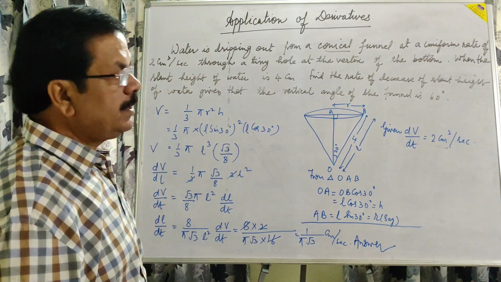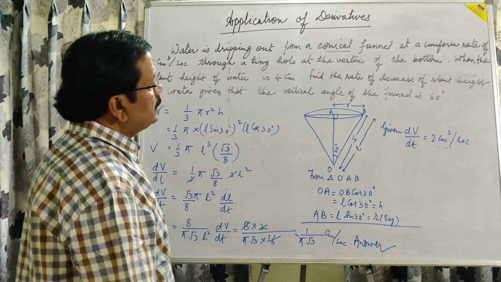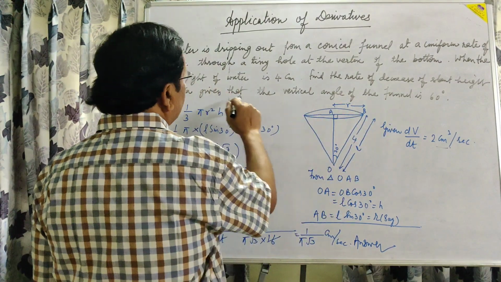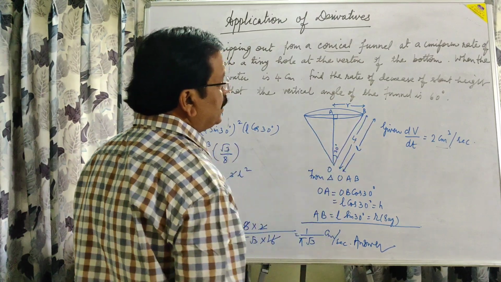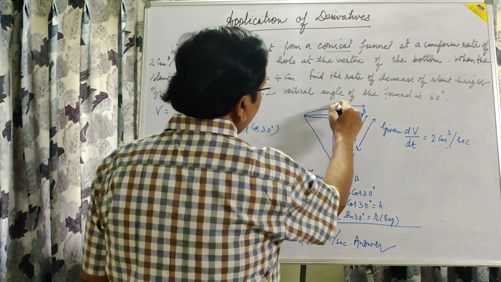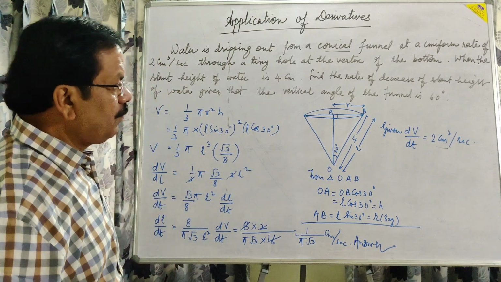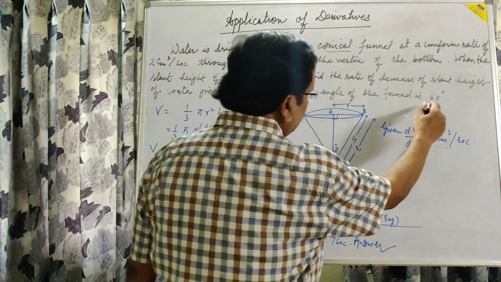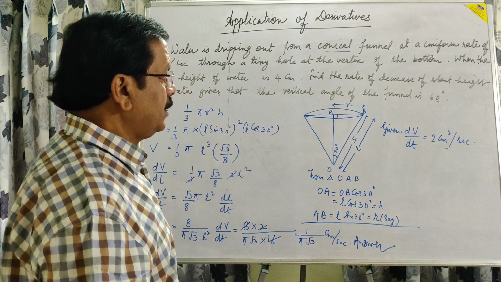This is already given. Now next, through the tiny hole at the vertex of the bottom, when the slant height of the water is 4 centimeter, find the rate of decrease of slant height of water, given that the vertical angle of the funnel is 60 degree. First of all we'll draw the figure. Since the vertical angle is 60 degree, the semi-vertical angle will be taken as 30 degree in this cone.